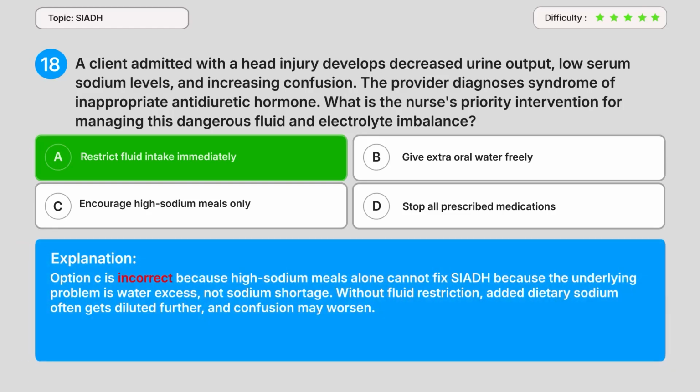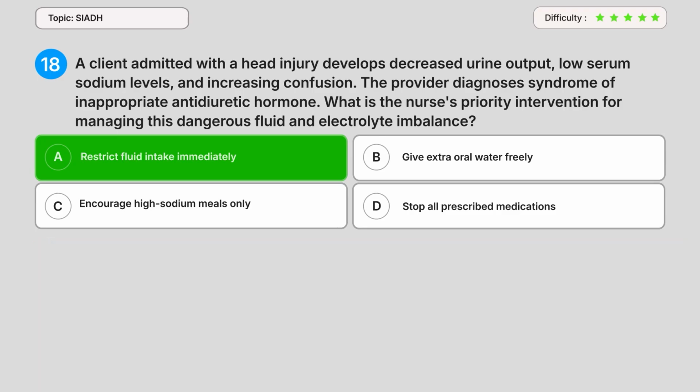Option C is incorrect because high sodium meals alone cannot fix SIAD, because the underlying problem is water excess, not sodium shortage. Without fluid restriction, added dietary sodium often gets diluted further, and confusion may worsen.